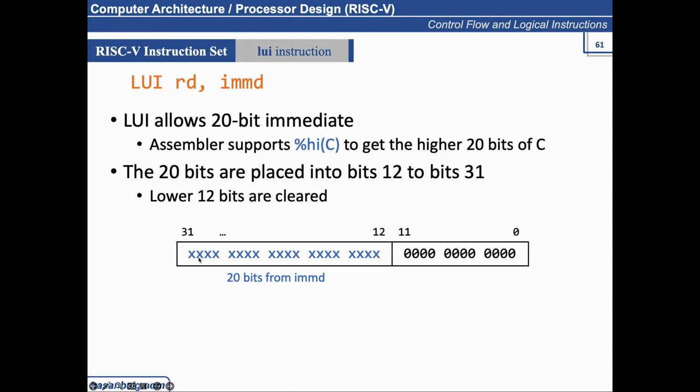I mean, when you load a value, it loads the upper 20 bits. What happens to the lower 12 bits? It sets these 12 bits to 0. Okay? Any question here? So when we try to load a bigger value, we have to split it into 2 instructions. First, load 20 bits, and separately we can load the remaining 12 bits.